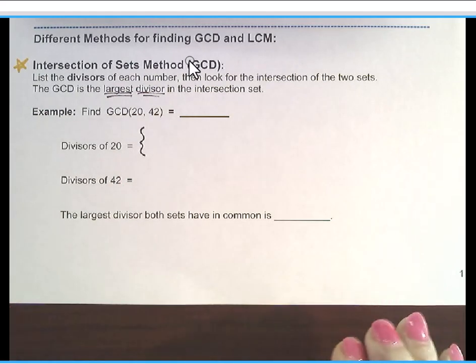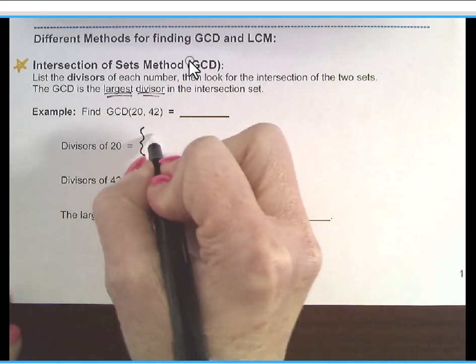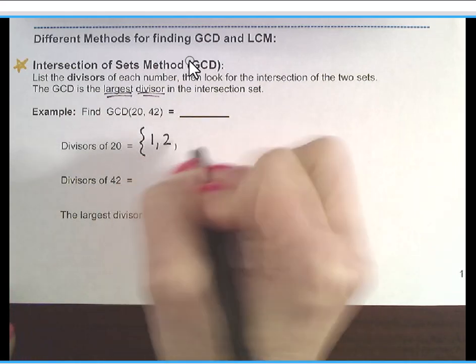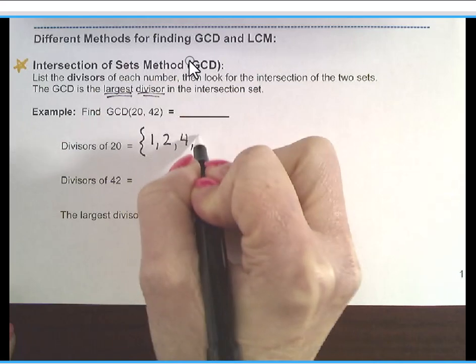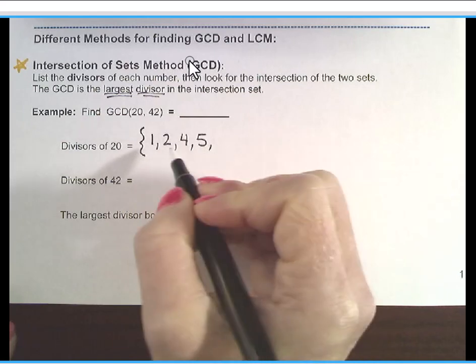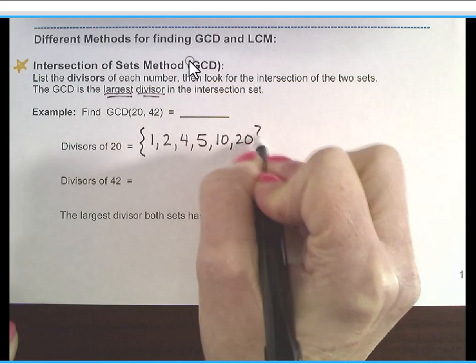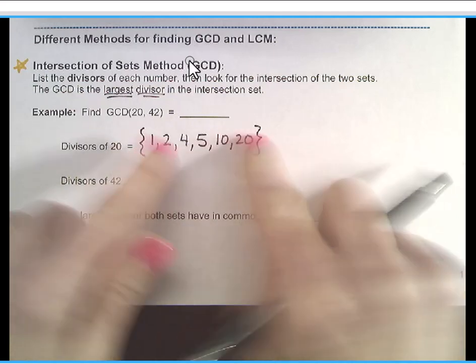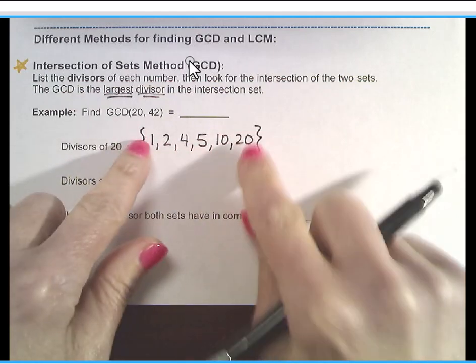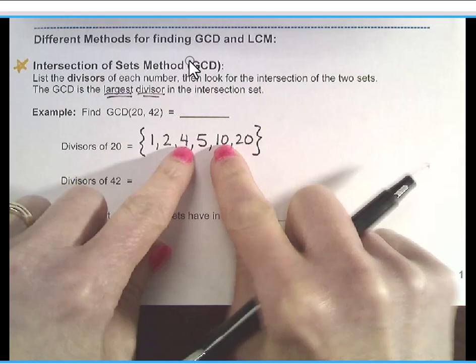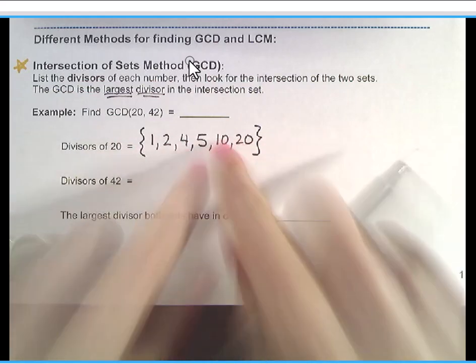So for 20, lots of numbers divide into 20. I'm going to try to list them in order. We have 1 and 2 and 4 and 5 and 10 and 20. Sometimes you can kind of ping pong back and forth here, like 1 and 20, 2 and 10, 4 and 5. You can kind of work your way into the middle.